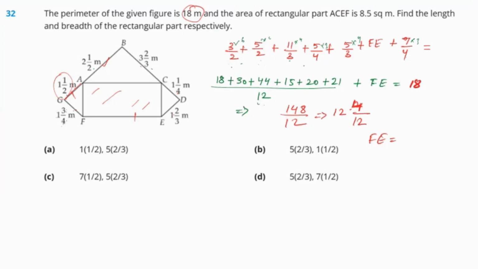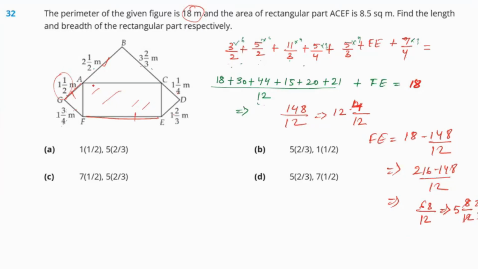The perimeter is 18. So 18 minus 148 by 12 we need to do. Okay, so 18 minus 148 by 12, we will be getting it as 216 minus 148 by 12, and 216 minus 148, we will be getting it as 68 by 12. Okay, 68 by 12, we can simply write it as 5 whole 8 by 12, and this 8 by 12 we can write as 2 by 3. 5 whole 2 by 3. Okay, this is the length of the FE we are getting.